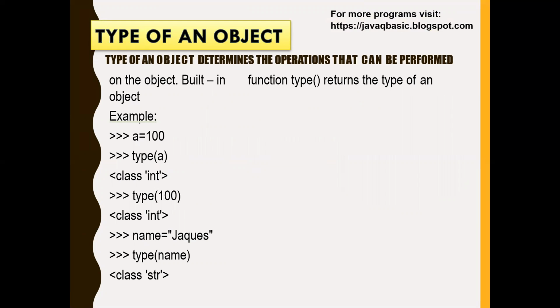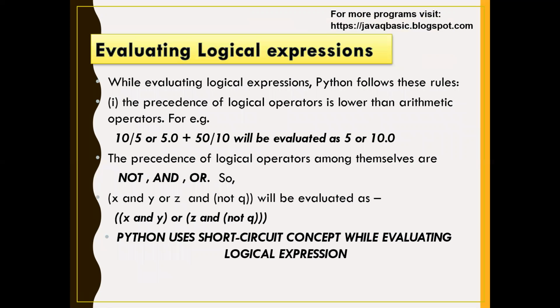Now, type of an object. The type of an object determines the operation that can be performed on the object. The built-in function type returns the type of an object. Example, A is equal to 100, type A. That means it is storing the integer type, so the class is integer. Type 100, so the class is integer, because 100 is a whole number. Name is Jacobs, type name. Here it is a string, so the class is string.